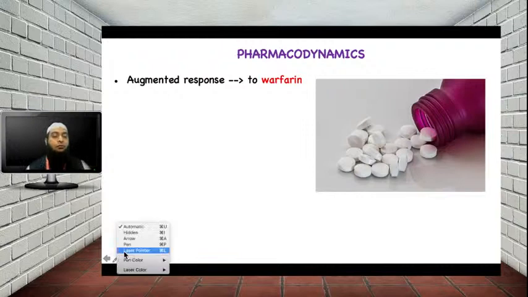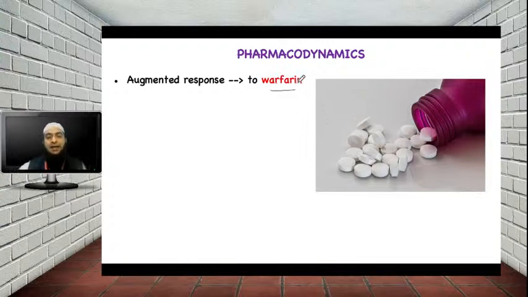We will see a few more examples. It is observed that the effect of warfarin is augmented. So if you give warfarin as an anticoagulant in case of the child, the normal dose may produce a major hemorrhage that could be life threatening to the child. Okay, so you must be very cautious when you are giving warfarin as an anticoagulant.